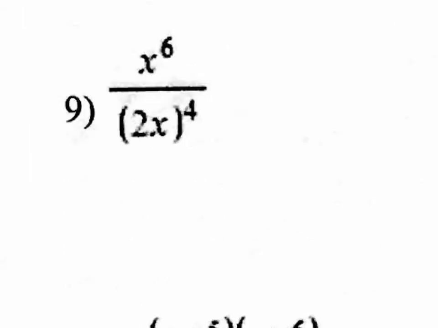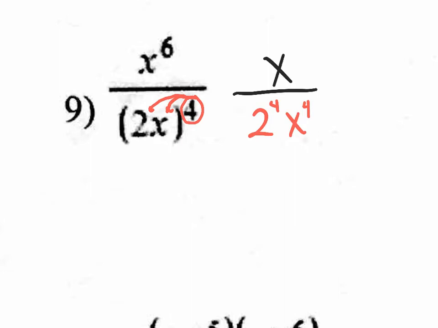Number 9 is kind of fun. It has the rule where you have to distribute, and it also has the rule where you cancel. So let's start by distributing the 4. Put that power 4 on the 2, and you'll get 2 to the 4th. Distribute that 4 onto the x, and you'll get x to the 4th. And on the top, we're just going to rewrite it, x to the 6th.